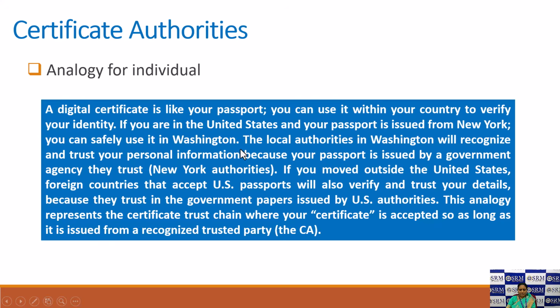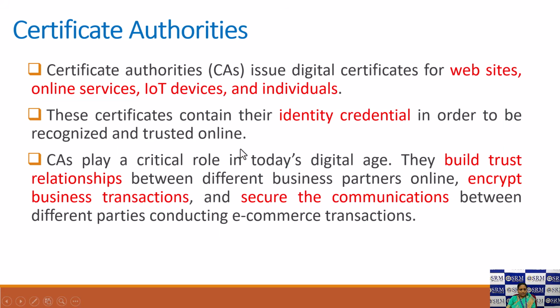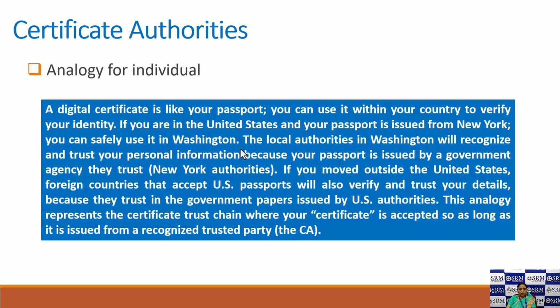So let us see the scenario I have told for individuals, right? And for websites, what is the analogy? In the case of a digital certificate for an individual, it's like a passport. You can use it within your country to verify your identity. Similarly, if you are in the United States and your passport is issued from New York, you can safely use it in Washington, right? The local authorities in Washington will recognize and trust your personal information because your passport is issued by a government agency. They trust the New York authorities.